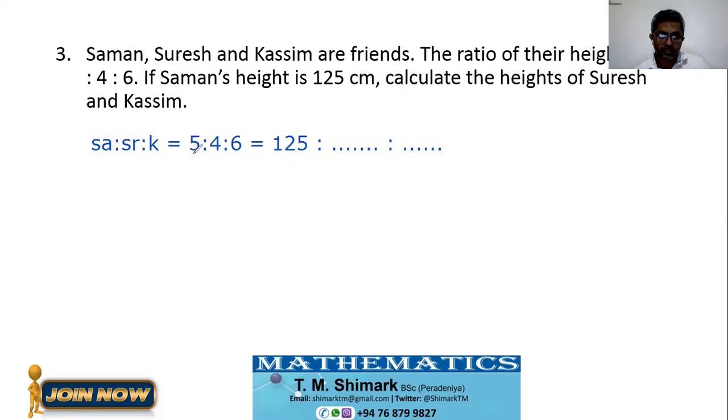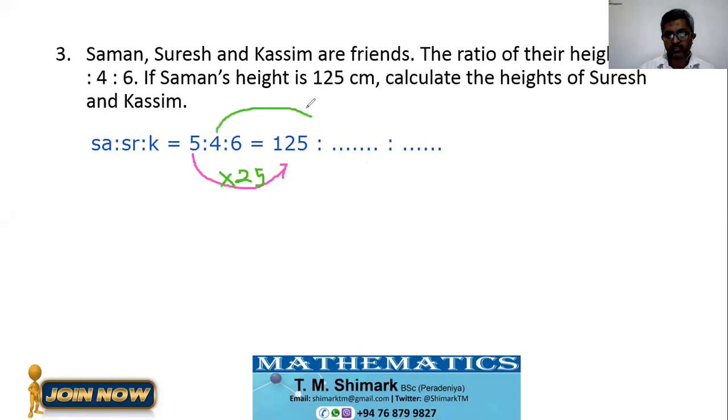Now check how this becomes. This 5 becomes 125. You think it's 25. 5 multiplied by 25 becomes 125. Yes, sorry, that was by mistake. Okay, so 5 multiplied by 25 becomes 125.